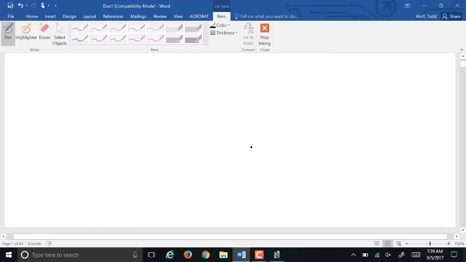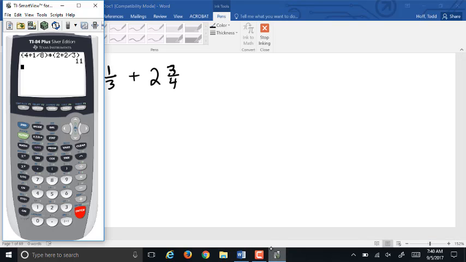Let's do 3 and 1/3 plus 2 and 3/4. So it has to come out to an ugly decimal. So you're going to do parentheses, 3 plus 1 divided by 3, close my parentheses, plus parentheses, 2 plus 3 divided by 4. So that's how I can enter the fractions. I hit enter and it gives me an ugly decimal, 6.08333.